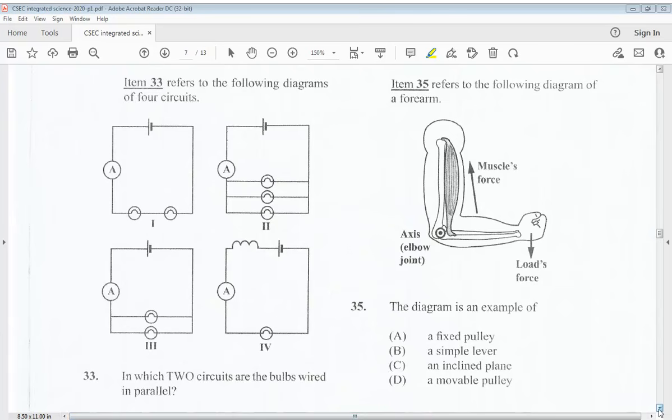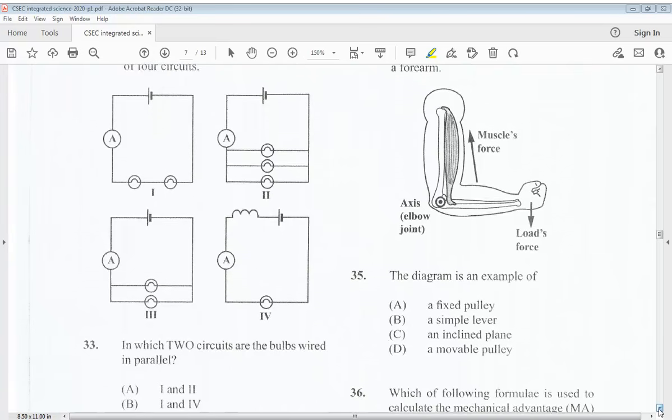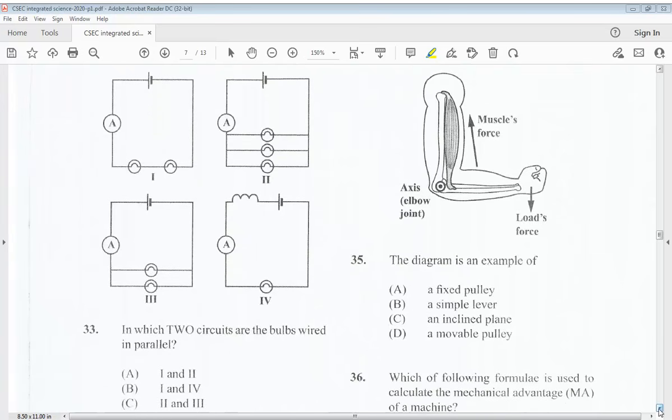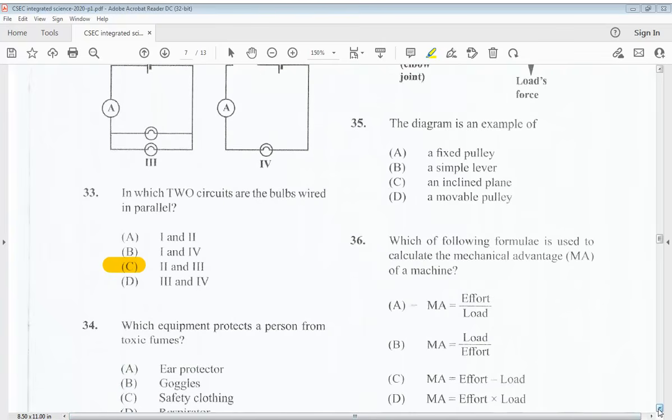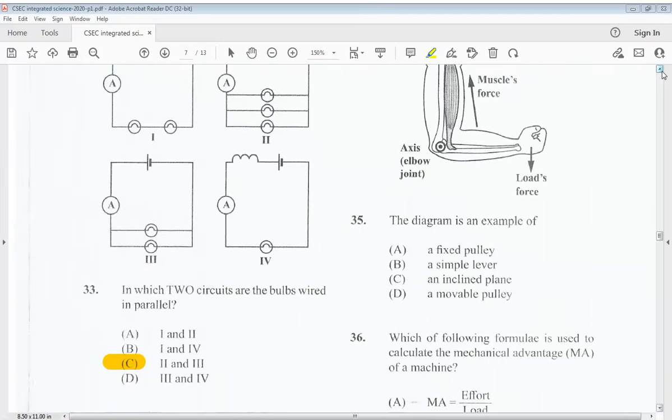Let's go to 33. So take a look at the four circuits. So which two circuits are the bulbs wired in parallel? So we know it is 2 and 3, C. Let's go to 34. Which equipment protects a person from toxic fumes? No, that would be the respirator. Let's go to 35.